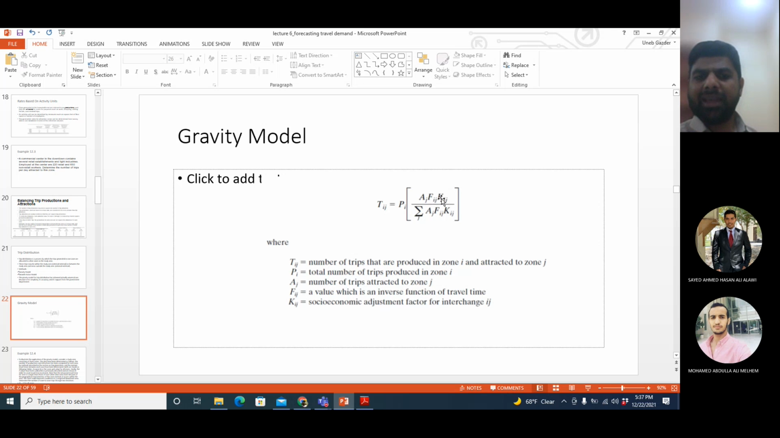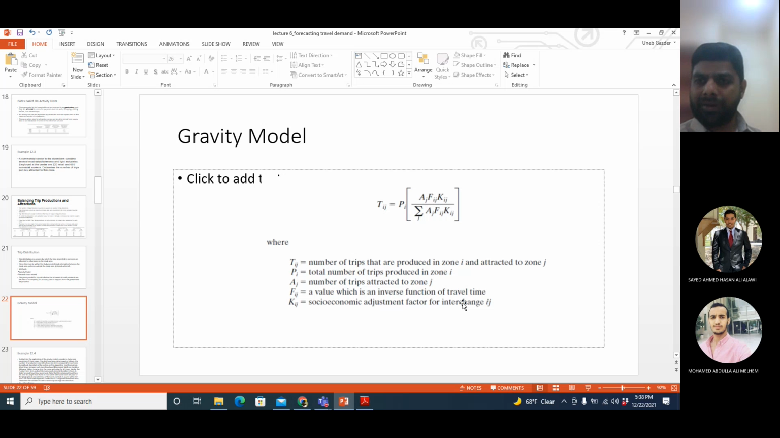And then we have a factor k. K is a socio-economic adjustment factor between I and J. First of all, k is only used if you feel there is some factor which is not incorporated into this equation or the previous trip attraction and production stage. There is some factor between the two zones which is affecting the travel, but is not incorporated in the equations or the procedure which we have used for calculating trip attractions and productions.